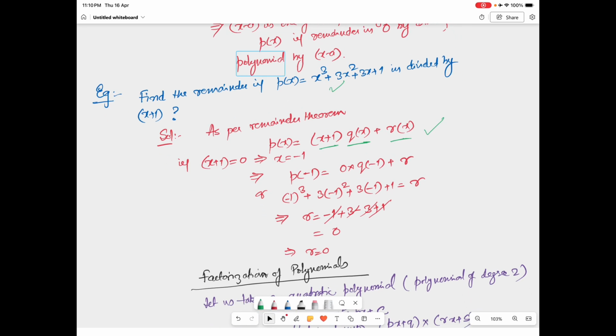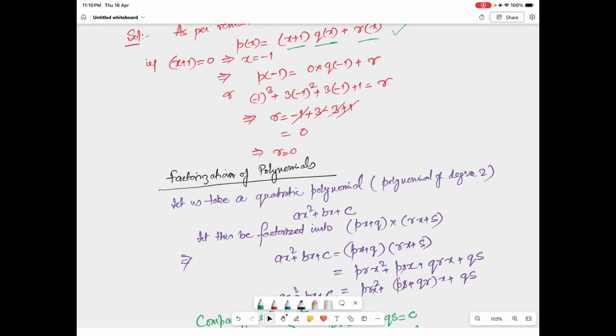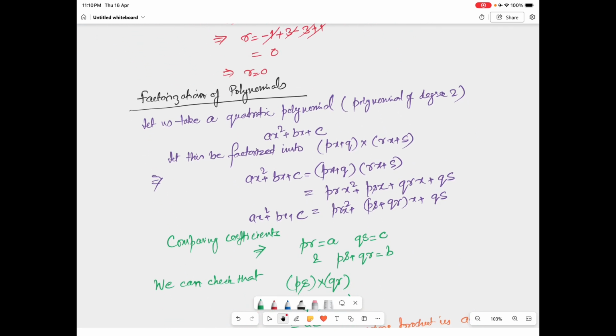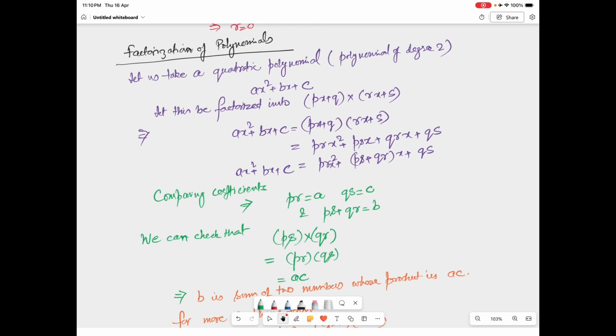So r as 0 means that the polynomial is divisible by x plus 1, and x plus 1 will be one of the factors of the polynomial. Now the factorization of the polynomials. After having understood the remainder theorem, I'll come to the factorization of the polynomial.